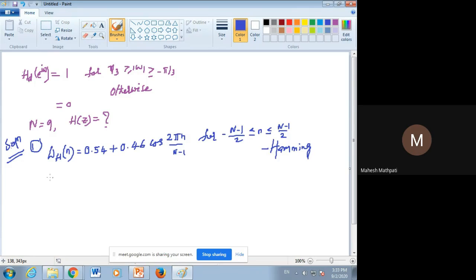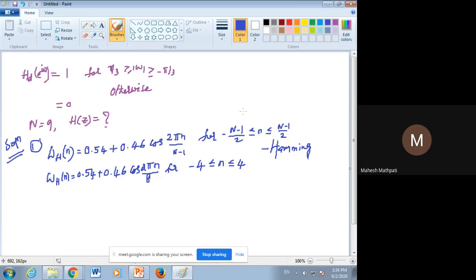Now let's calculate. This can be written as WH of n is equals to 0.54 plus 0.46 into cos 2 pi n upon n minus 1. What is the n value here? 9. So 9 minus 1, it is 8. So here 8 will come, for minus 4 less than or equals to n, less than or equals to 4. Okay?